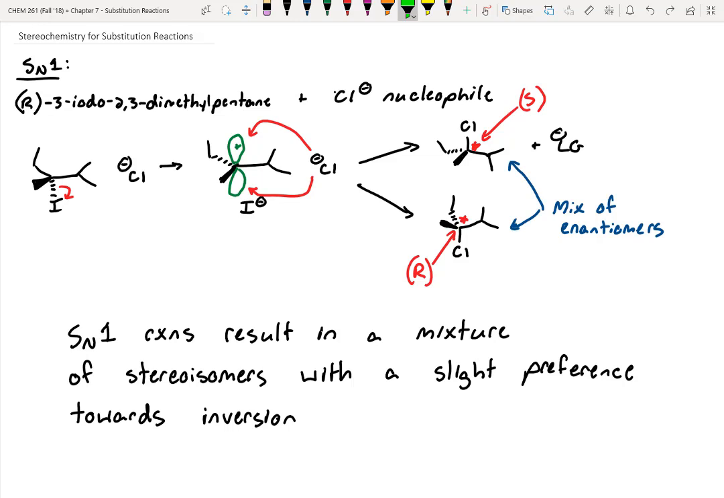When you say slight preference, is it a quantifiable amount? It really depends on the reaction system. So he was asking, is it a firm amount? Like, is it going to be 45-55, or is it going to be 60-40? It really depends on the reaction system, the solvent, the temperature. There's a lot of variables in there.